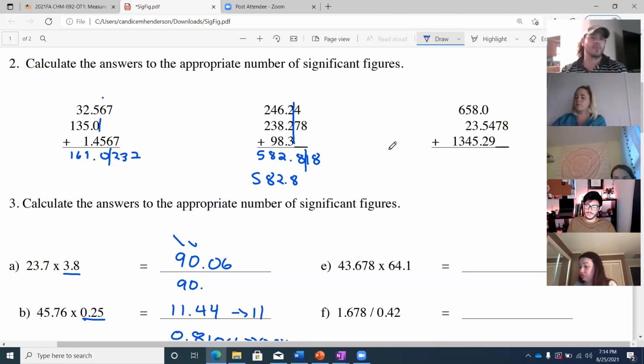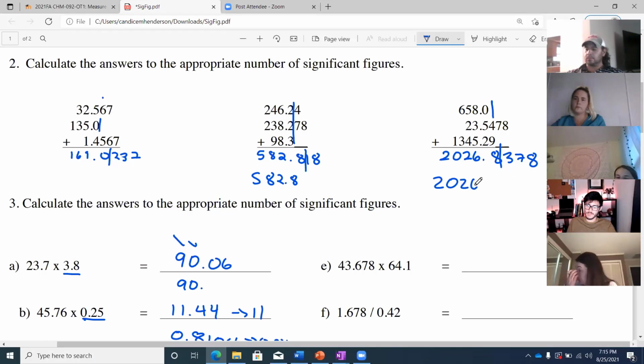All right, this one, we get 2026.8378. Again, we cut it off at the 10th place. So we get to keep that 8. The 3 tells the 8 to stay. So 2026.8.